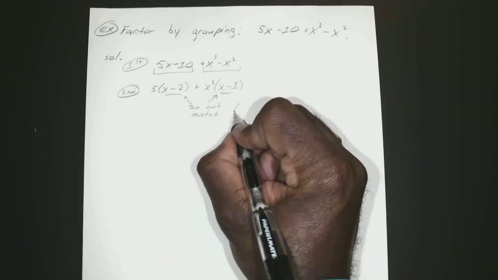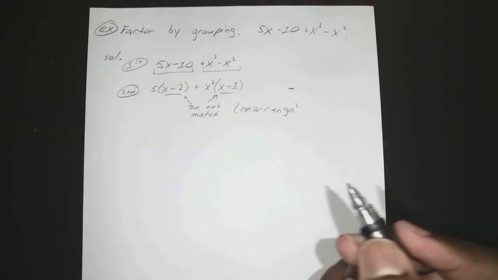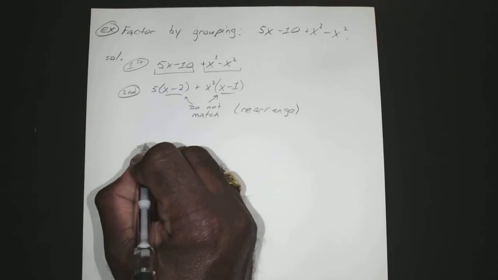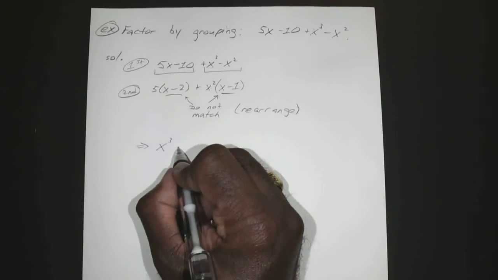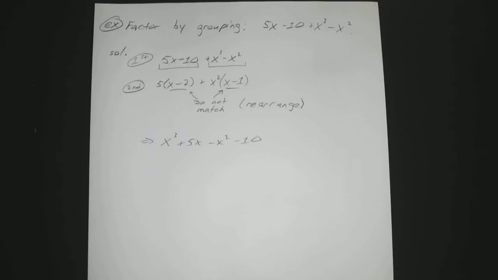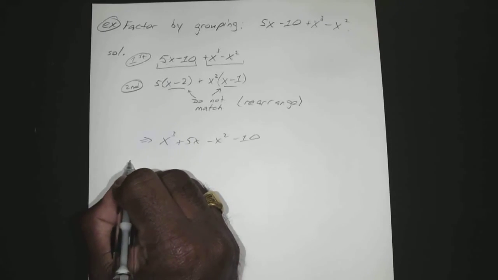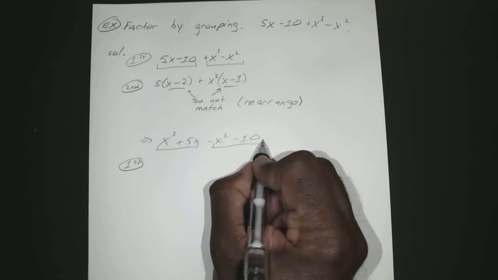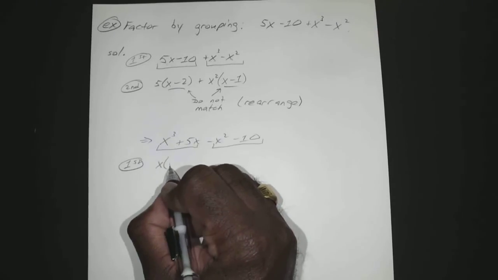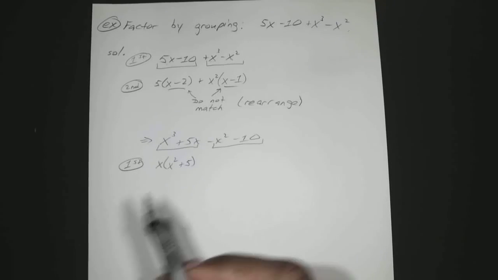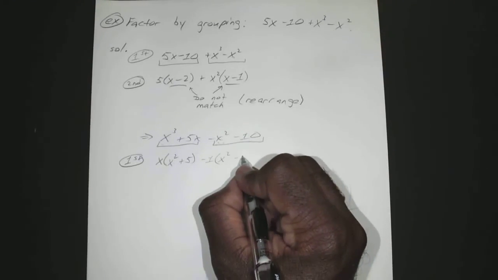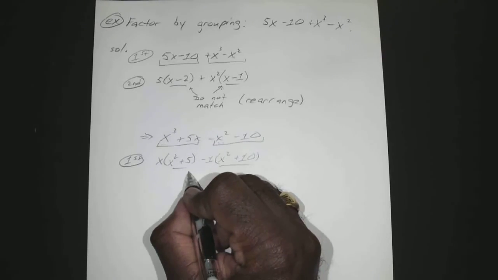So they do not match, so we rearrange. Okay, so let's say we rearrange it and we make it x to the third plus 5x minus x squared minus 10. Okay, and again, we make our subgroups. Okay, these two, you can factor out an x. So that leaves us with x squared plus 5. For these two, you can factor out a negative 1. Leaves us with x squared plus 10. Still, they don't match.